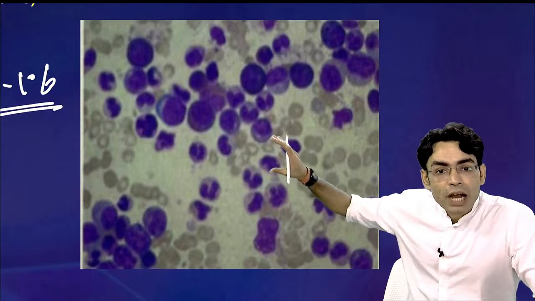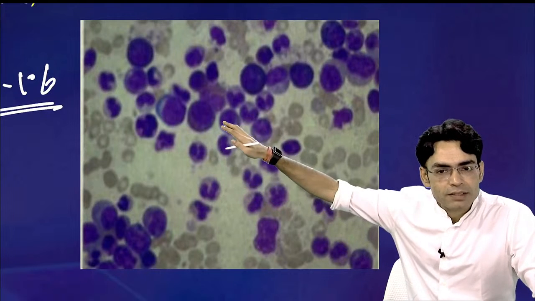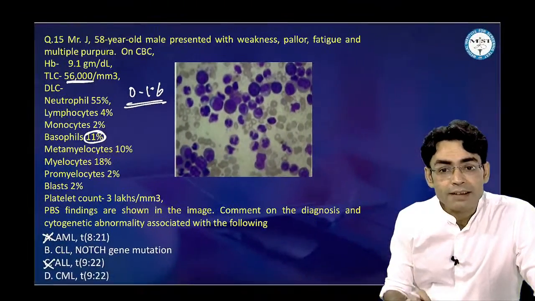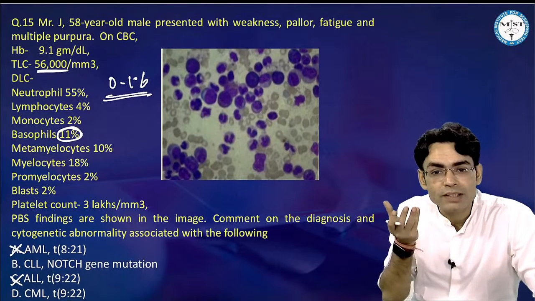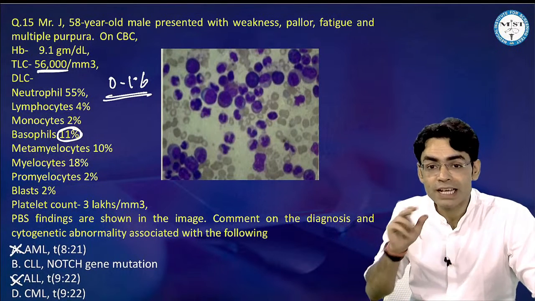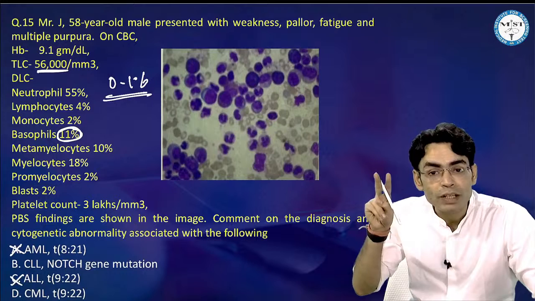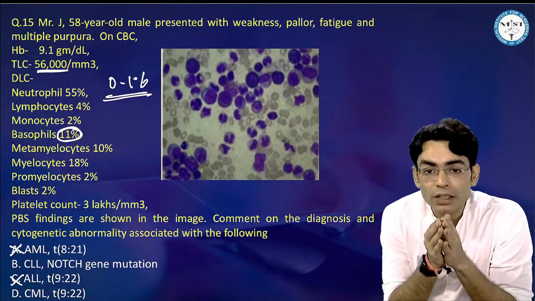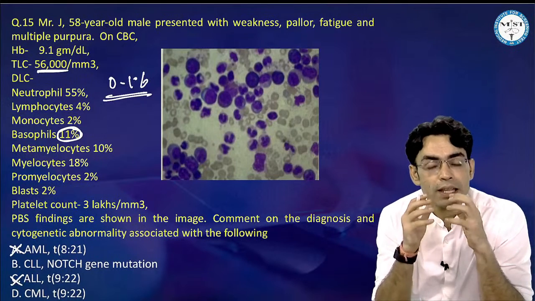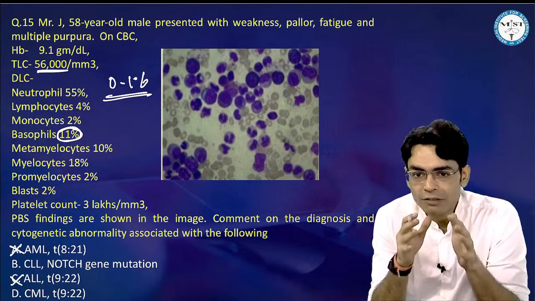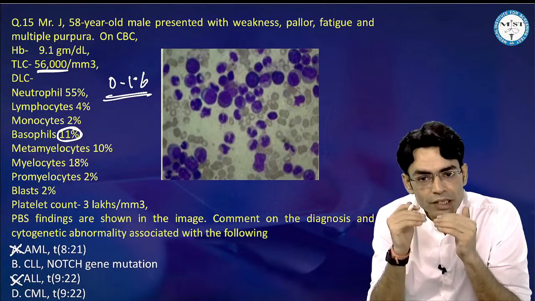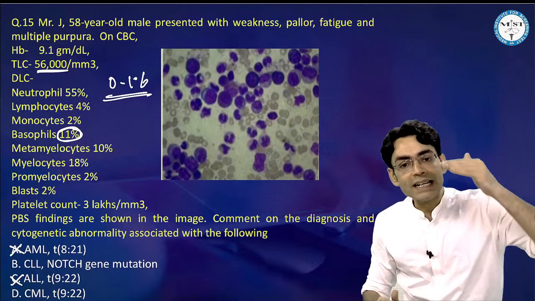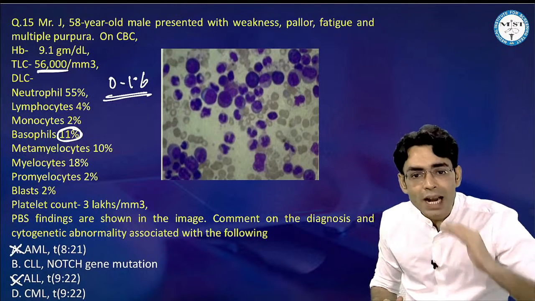Now, what do you see here? You are seeing blasts which are big, but you are seeing so many inflammatory cells also. And you are seeing which cells more? Basophils. Eosinophils also could be more in this. Two things I told you, basophilia and eosinophilia. Whenever you are solving the questions of acute and chronic leukemia, just make sure that you see the blast percentage. The blast percentage is very important. If they have given more than 20% blast, it's going to be acute. If they are writing less than 20% blast, it's going to be chronic 100%.